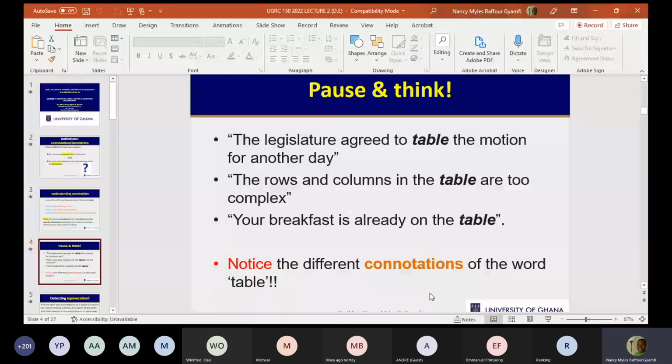So the use of table here is not a furniture that we put something on. They are saying we'll bring up that discussion later at our next meeting. Okay, so we are using table, but here tabling means what? Bringing it up for discussion. What about the second one? Anyone? Abdallah. The rows and columns in the table are too complex. We are using the word table. Which sense of the word table is that? Yes, sir.